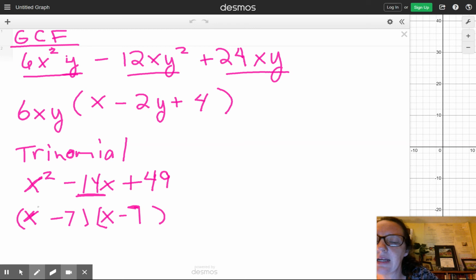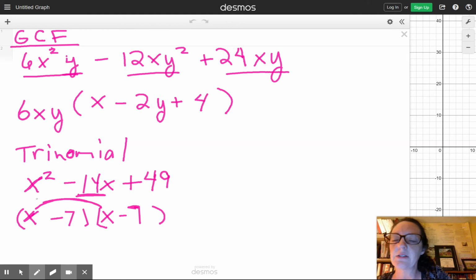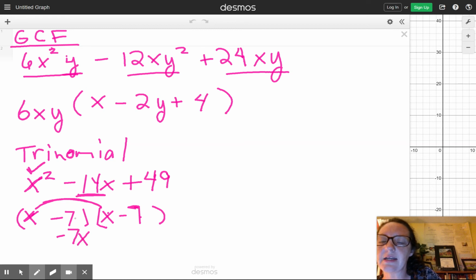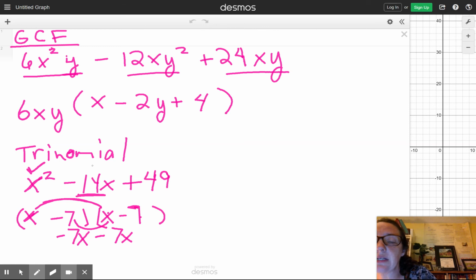Now we can check that we have factored it correctly by multiplying these binomials together. So if I take the x times the x, you might have heard this as FOIL before, where you multiply first, outer, inner, last. It's really the distributive property. So x times x is x squared, so check, we got that right. And then x times negative 7 is negative 7x. And then we've got this negative 7 times this x is another negative 7x. Well, negative 7x minus 7x is negative 14x, so we can say check.